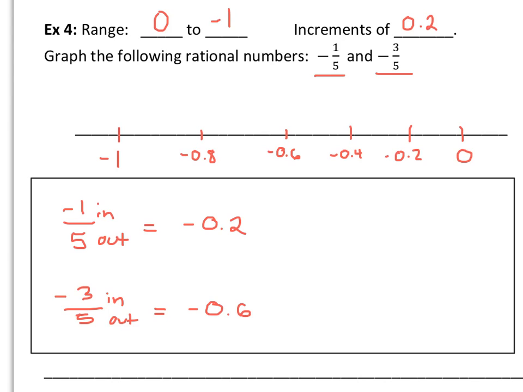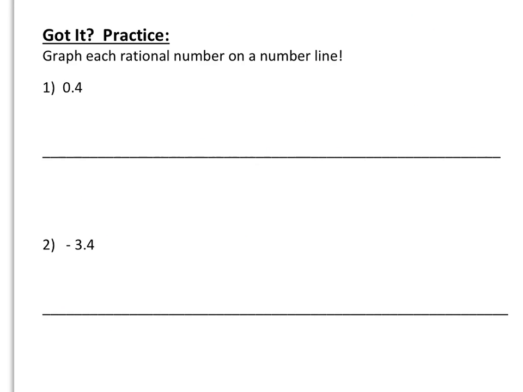So now that I have that, let's go ahead and place our rational numbers on the number line. We know that negative 1/5 is the same as negative 2/10, so there it goes. And we know that negative 3/5 is the same as negative 0.6. So that's the location of those rational numbers on a number line. Go ahead and complete these got it problems, and then play it back for some feedback.